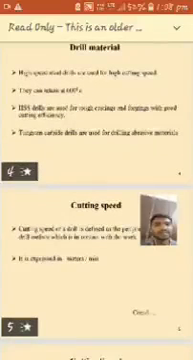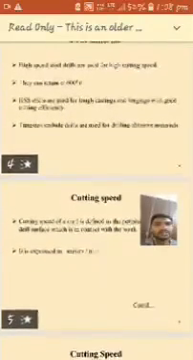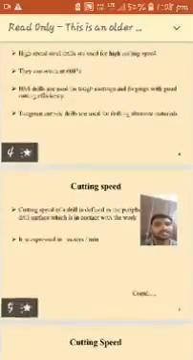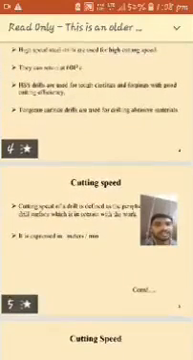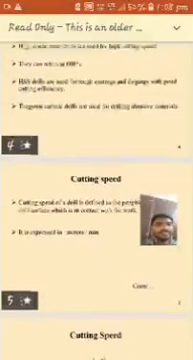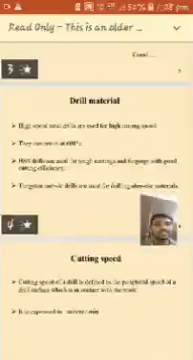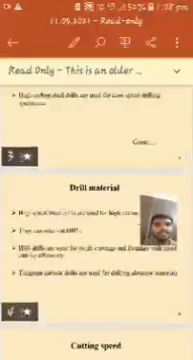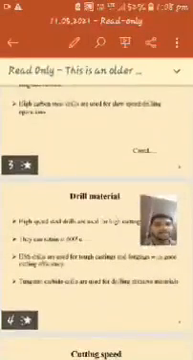The tungsten carbide drills are used for drilling abrasive materials. These are the types of materials: high speed steel, high carbon steel, and tungsten carbide. And then we have a few definitions.